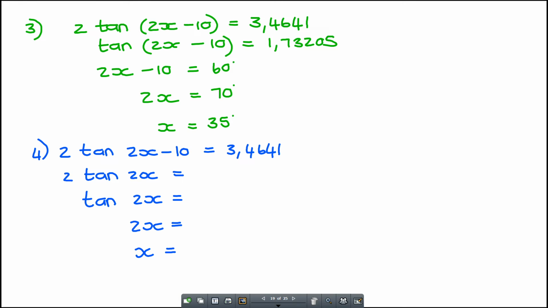Goed, hier, selfde story. I first got to get rid of that 2, so I'm going to take it over and say, oh, sorry, no, I'm lying.